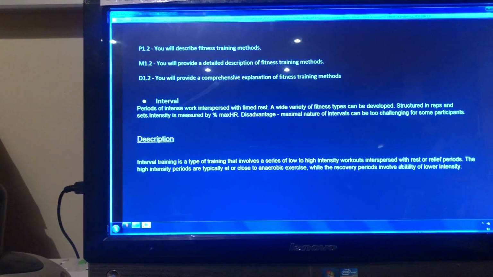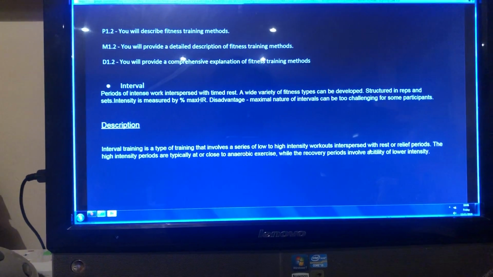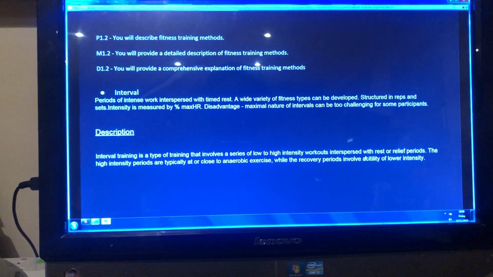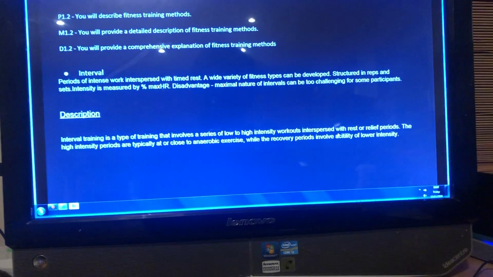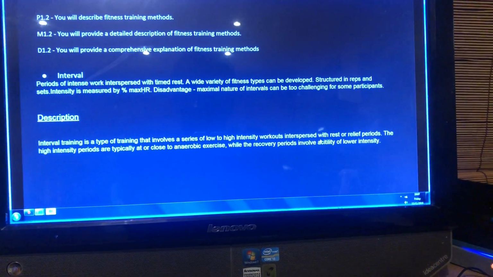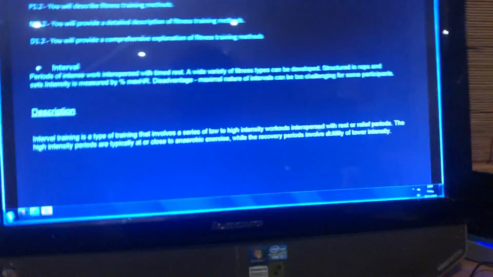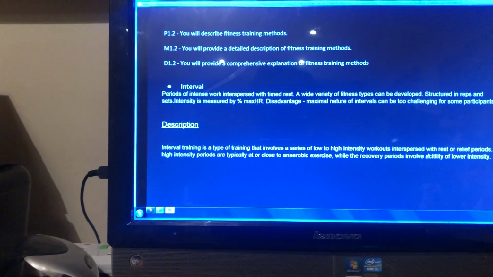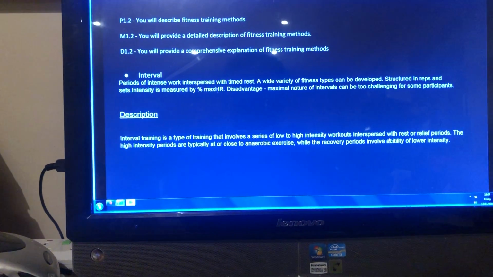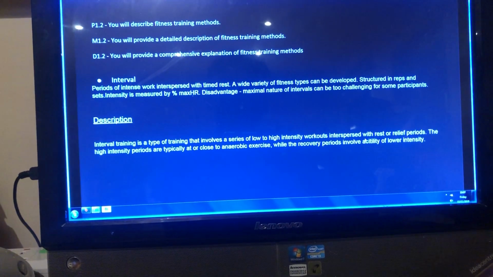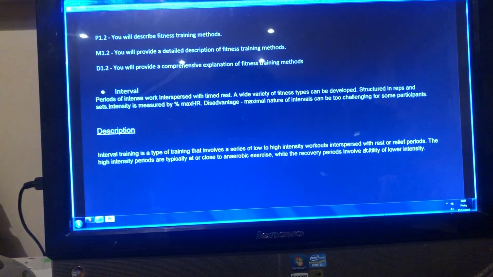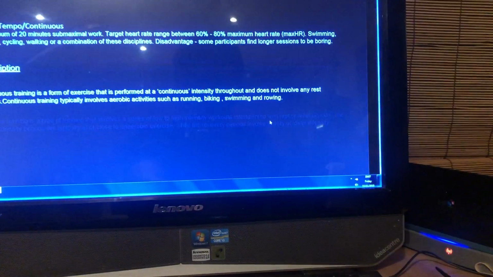Description. Interval training is a type of training that involves a series of low to high intensity workouts with rest or relief periods. The high intensity periods are typically at or close to an aerobic exercise, while the recovery periods involve a lower intensity.